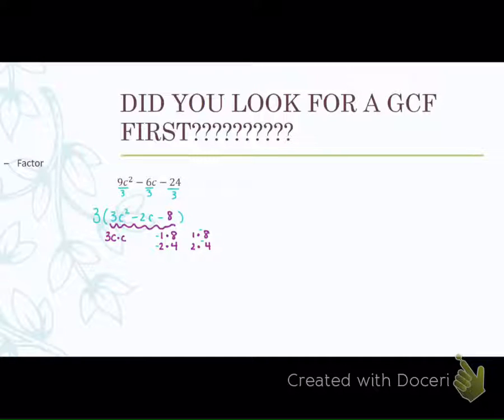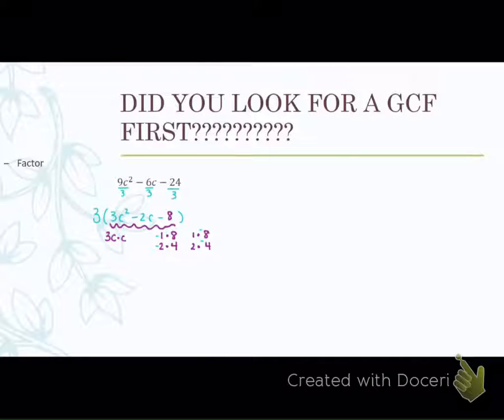Okay, so let's start thinking about that. We're trying to get to a negative 2c, not a negative 6. Remember, we're ignoring that first one we took a 3 out of. So, 3 times 1 is 3. C times 8 is 8. Will 3 and 8 get us there? No. No, we're trying to get to a 2.